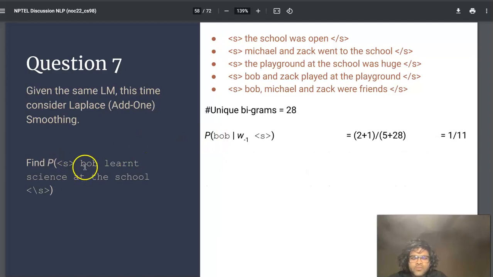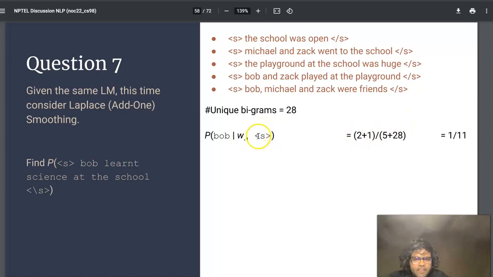As it is a bigram model, the first thing will be, given the start symbol and this dummy thing, just ignore the dummy thing. Given the start symbol, what is the probability of Bob? So how many times did this S happen previously? For all these 5 sentences S is there, so the count is 5. But we are adding the total number of vocabs also. In our case, the total number of unique bigrams is 28, so we are adding 28 here.